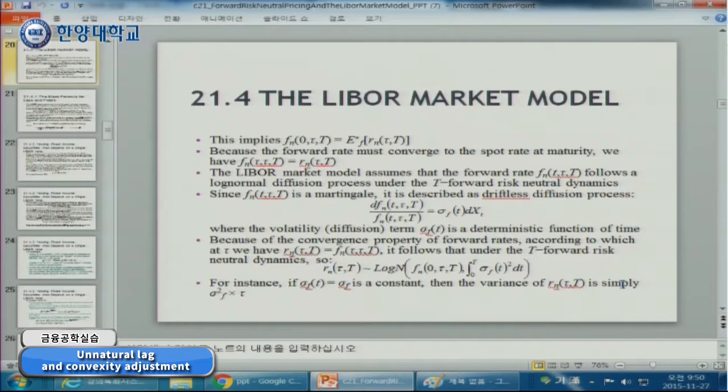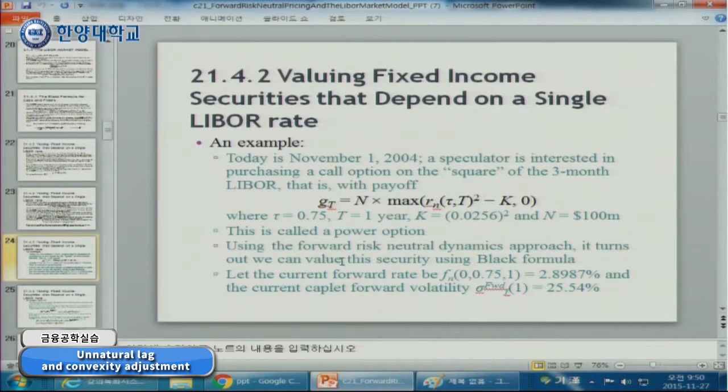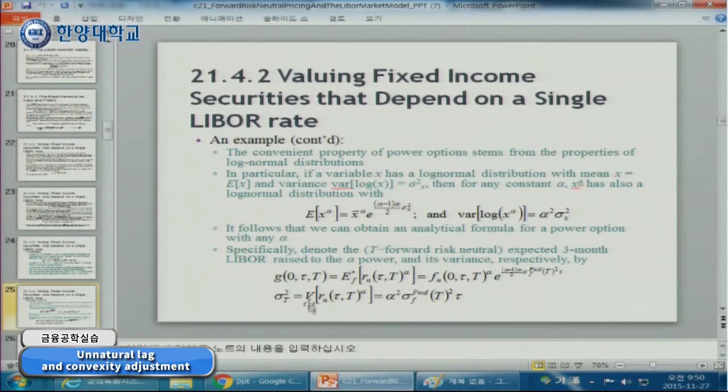Actually, we learned the lognormal model. Okay, square. Here it is, right? So look, in the page, this is page 25. On page 25, there is a problem.